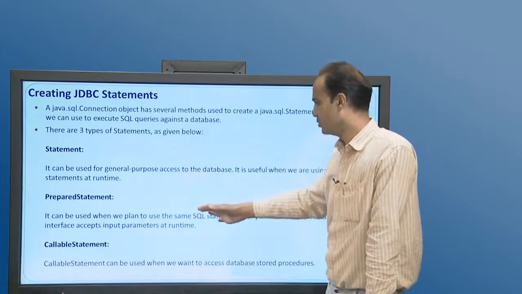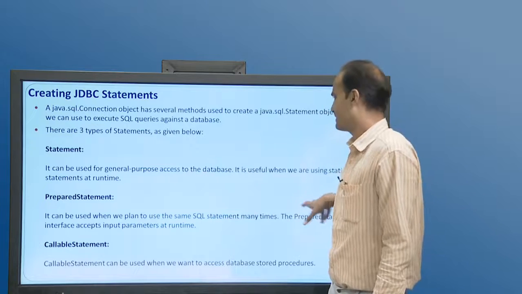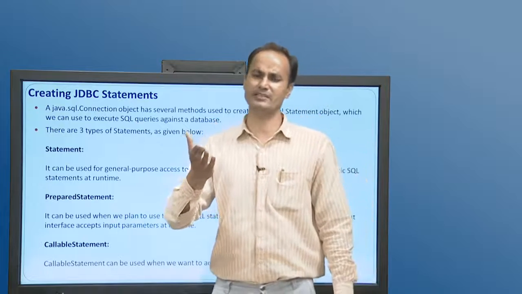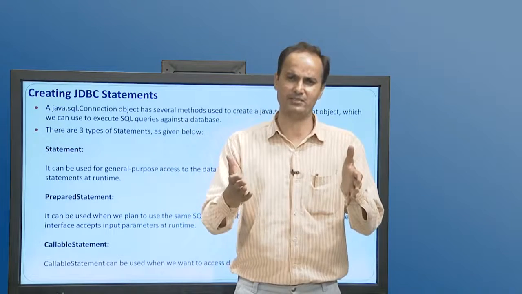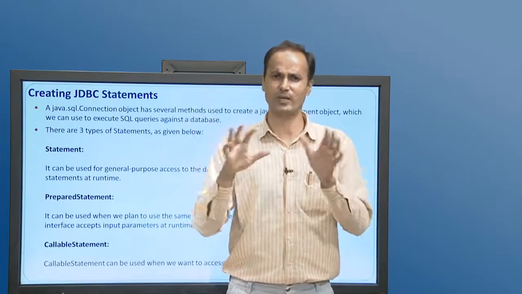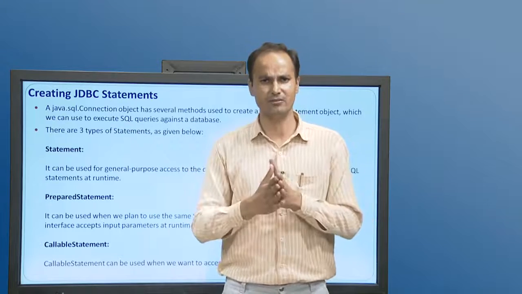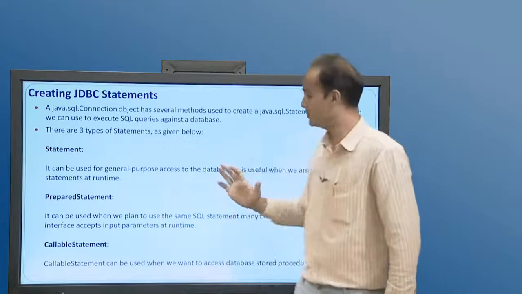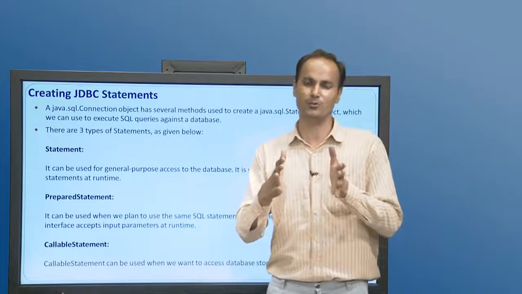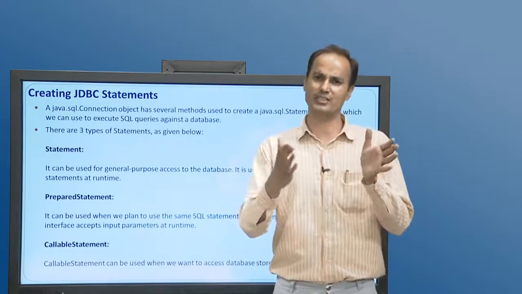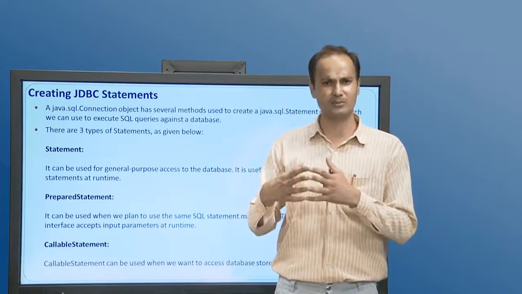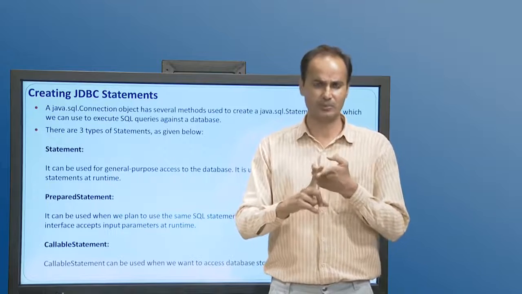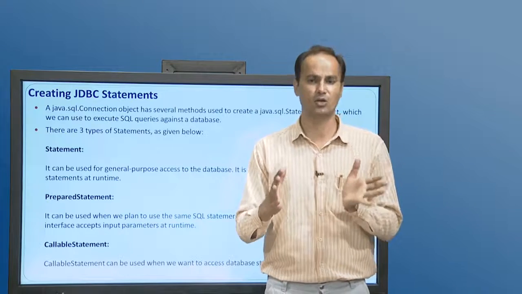The prepared statement is used whenever the prepared statement interface accepts input parameters at runtime. That means it is precompiled, and we will provide the input at runtime instead of a static input provided in a normal statement interface. Then the third statement is the callable statement. Callable statement is used to invoke a stored procedure from the database. We create a stored procedure at the backend side, and then we use a callable statement instance to invoke it from the database. So there are three types of statements: simple statement, prepared statement, and callable statement.